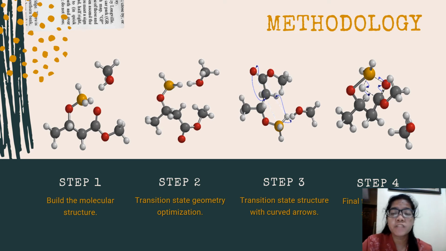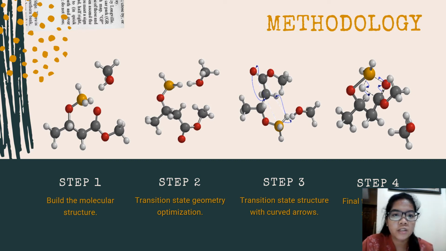So for the methodology, the whole reduction mechanism of beta-keto ester was studied by optimizing the geometries and energies of all the intermediates and transition state structures using density functional theory. All DFT calculations in this study were performed using Spartan Student Edition version 8. For the first step, we have to build the molecular structure.